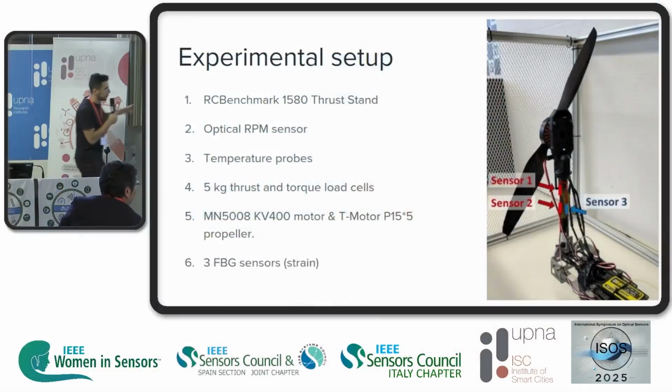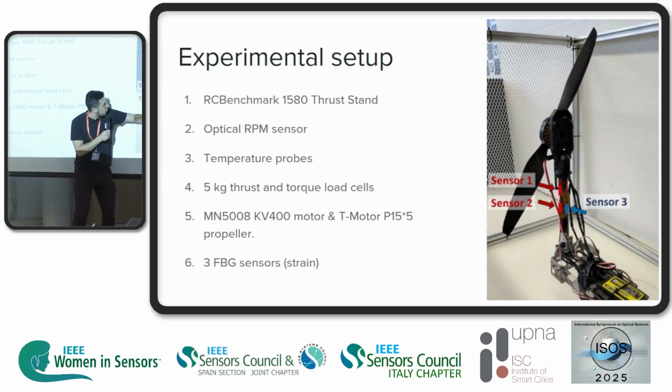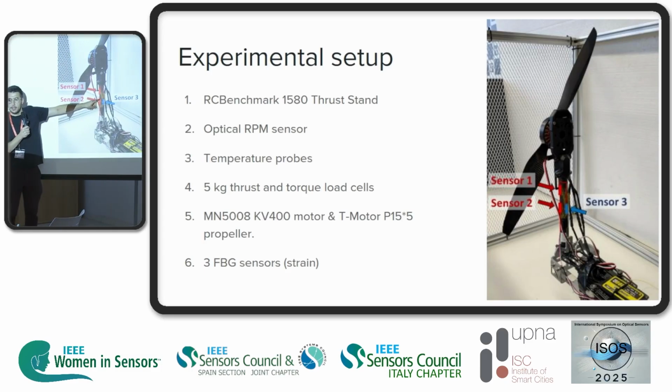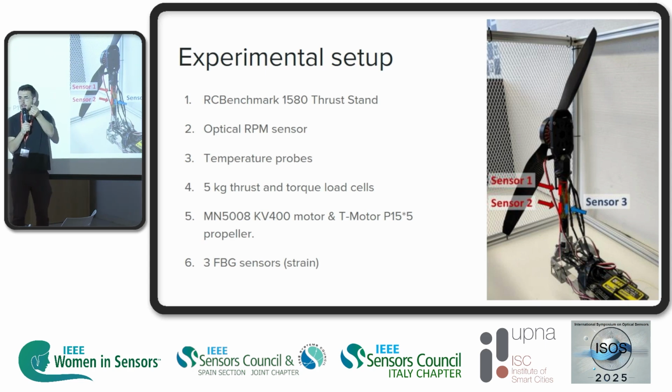Okay, so we decided to place 3 fiber sensors on the arm of the aircraft. Two on the outer side and 1 on the inner side, so that we can compare if it's in compression or in traction.